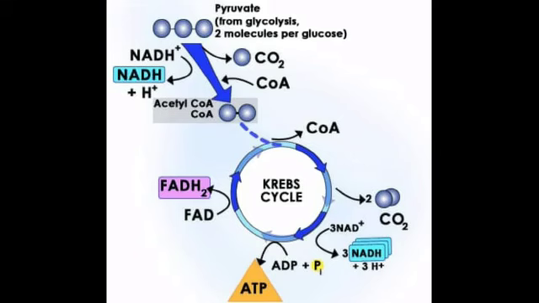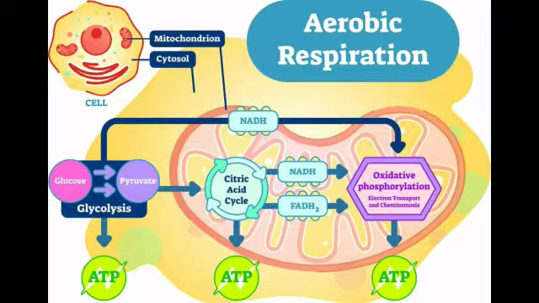The next one is Krebs cycle. This cycle occurs in mitochondrial matrix. At the end of glycolysis, 2 molecules of pyruvic acid enter into mitochondria. The oxidation of pyruvic acid into CO2 and water takes place through this cycle. It is also called tricarboxylic acid cycle, TCA.